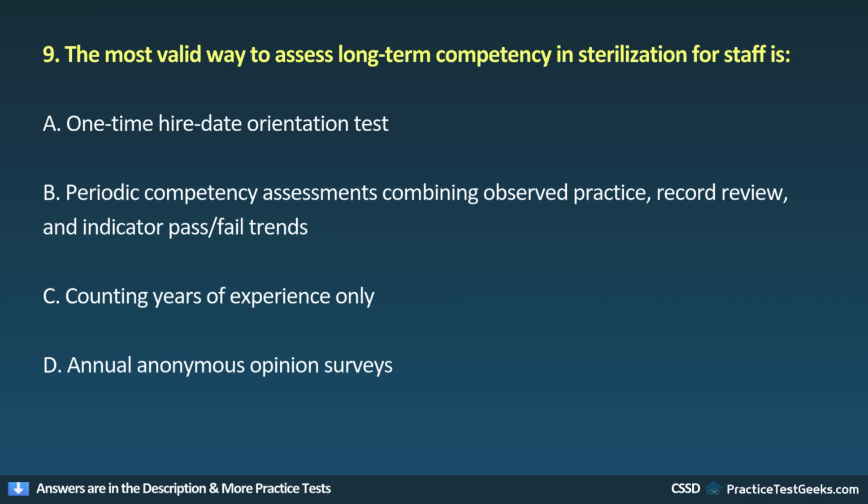9. The most valid way to assess long-term competency in sterilization for staff is A. One-time orientation test. B. Periodic competency assessments combining observed practice, record review, and indicator pass-fail trends. C. Counting years of experience only. D. Annual anonymous opinion surveys.